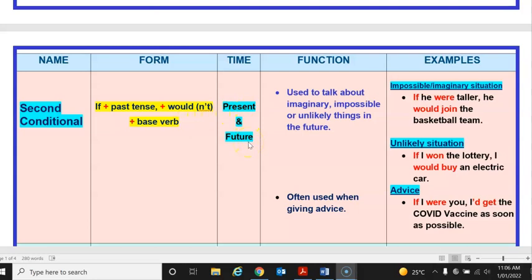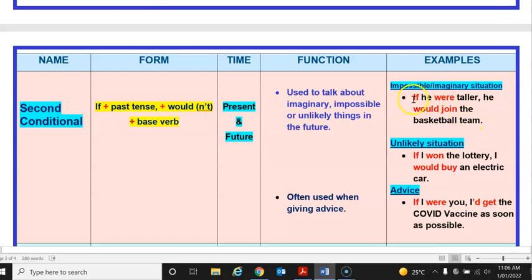So like I said, we use this one when we want to talk about things that are imaginary, impossible, or unlikely in the future. If we have a look at the example on the right, if he were taller, comma, he would join the basketball team. So this is obviously something that is impossible. He's not taller. So it's not real, it's an imaginary situation.